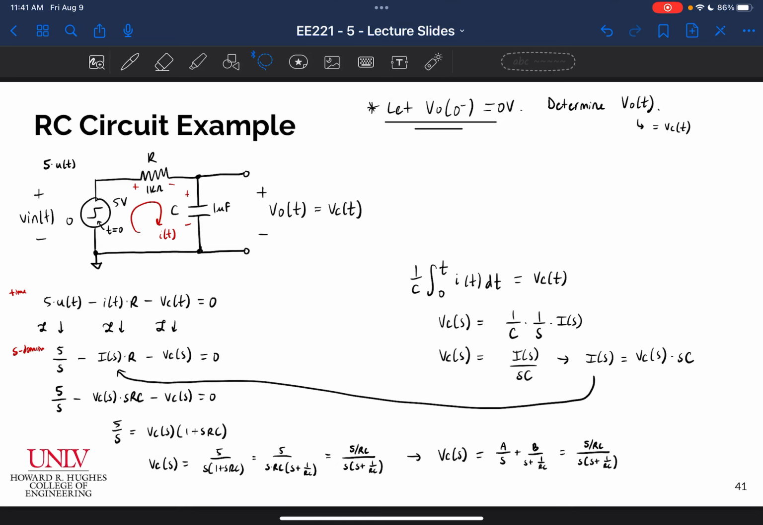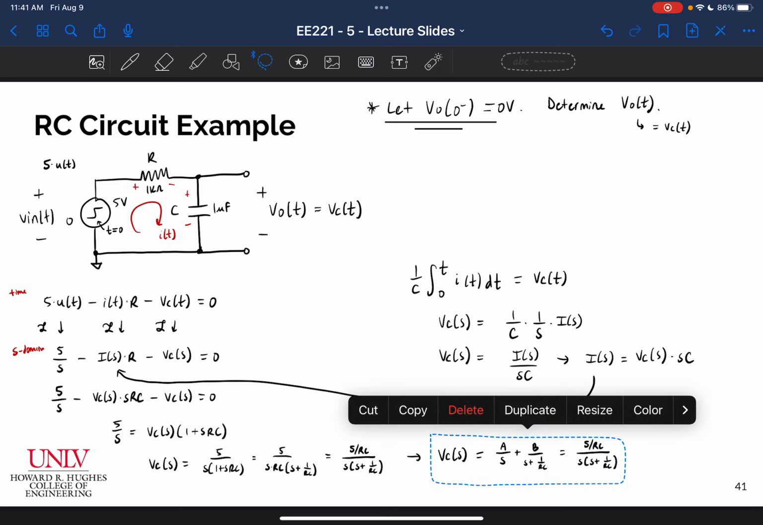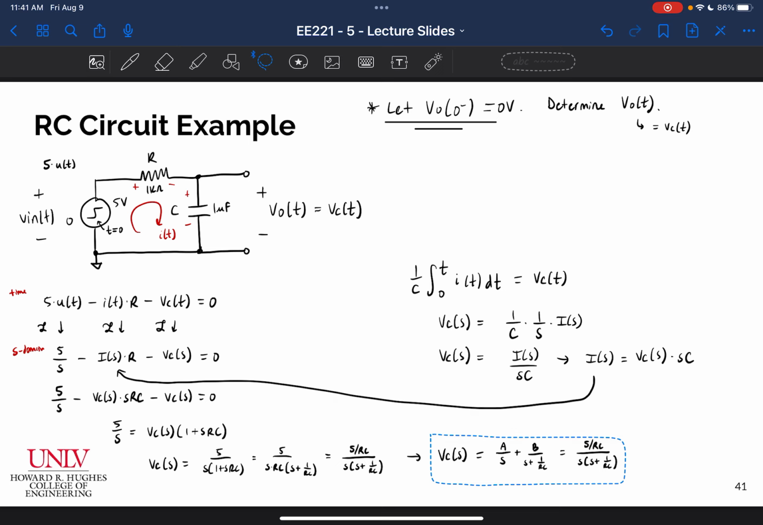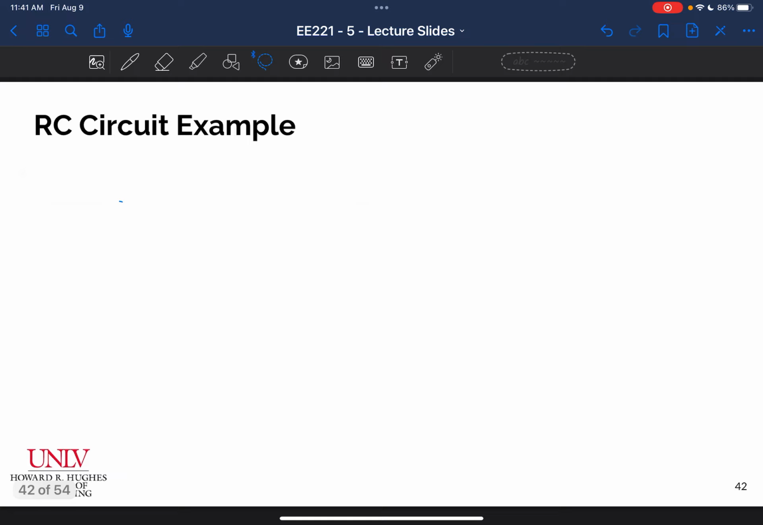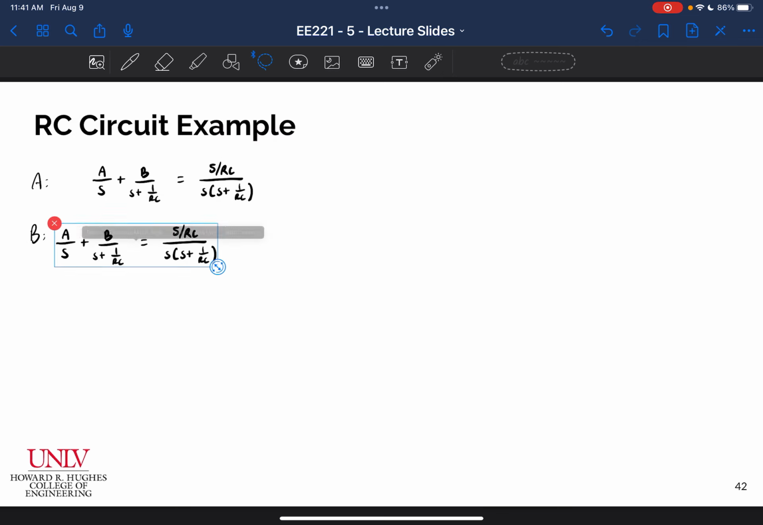All right, so previously we got ourselves to a place where we can do partial fraction expansion on this VC of S. So let's go to the next slide here. If you remember correctly, we basically have two different things that we're going to have to do here. We're going to have to solve for A, and we're going to have to solve for B as well. Let's just make another copy of this, and then we can go ahead and carry out the partial fraction expansion.